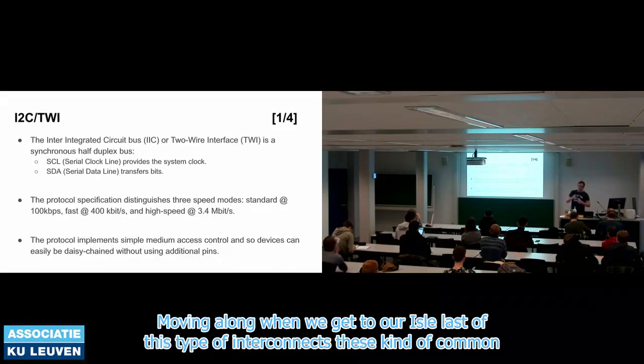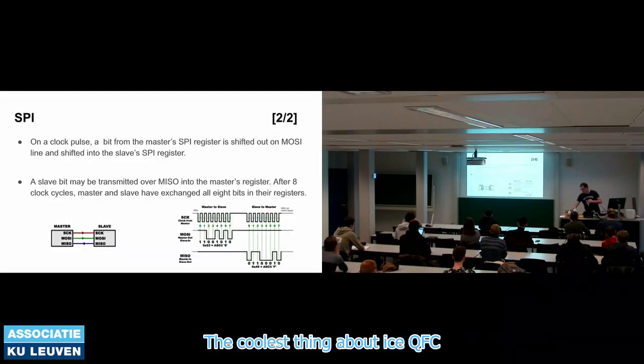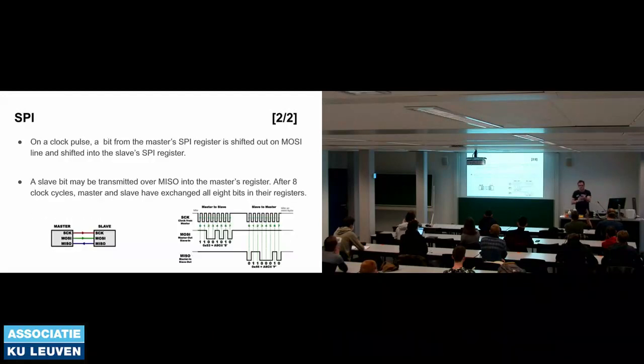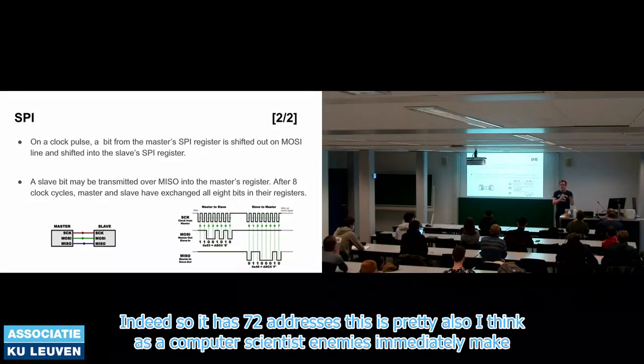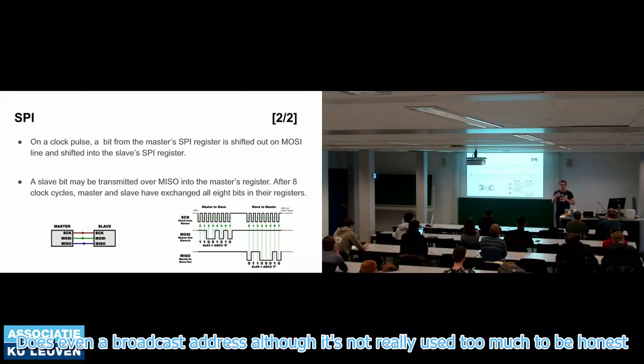Moving along then, we get to our last of this type of interconnects, these common microcontroller hookups. We have I2C. So somebody else, what was the coolest thing about I2C? Addressable, so you can address different components. Indeed, so it has 7-bit addresses. And also I think as a computer scientist, it immediately makes it more recognizable. Oh, it's a network, it has addresses. Devices only respond to their address. There's even a broadcast address, although it's not really used too much, to be honest.